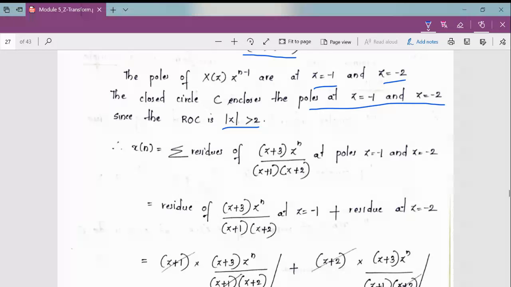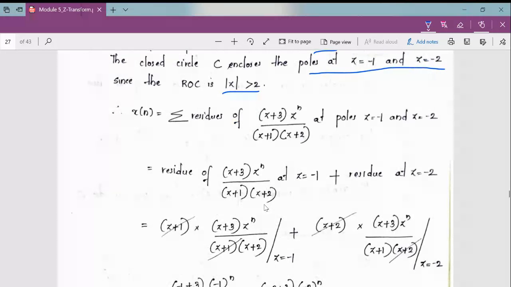Now we have to apply the residue theorem. First we write the first residue: z plus 1 into x of z into z raised to n minus 1, where x of z is z into z plus 3 divided by z plus 1 into z plus 2. Here I am writing z raised to n because there was already one z. Combining this z and z raised to n minus 1, we get z raised to n.